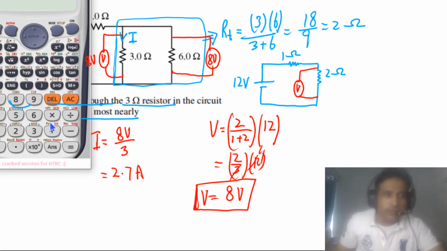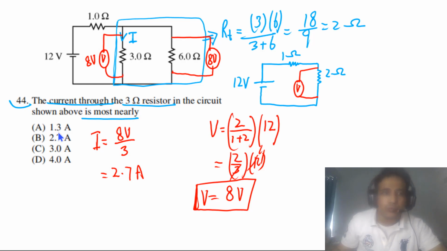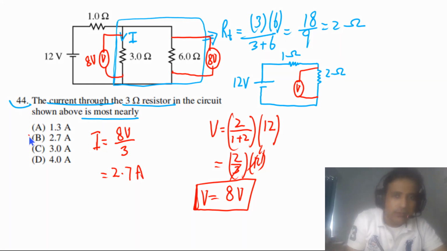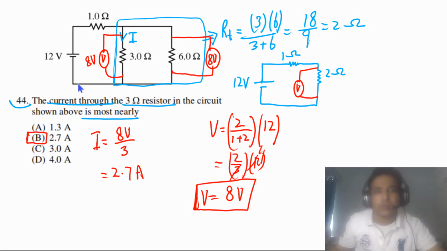So we can also check this. We have 8 divided by 3. If we solve this one, we will get 2.6. So it's very close to 2.7 value. So the answer for this question has to be B. So B is the right answer. So this is how you can figure out.